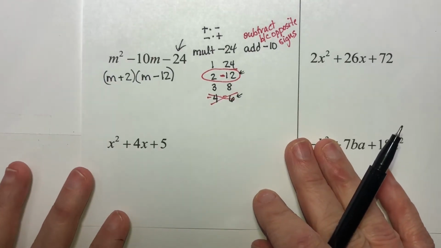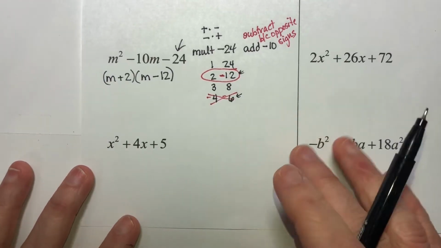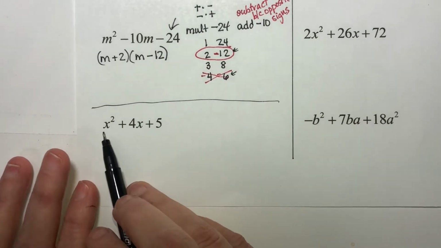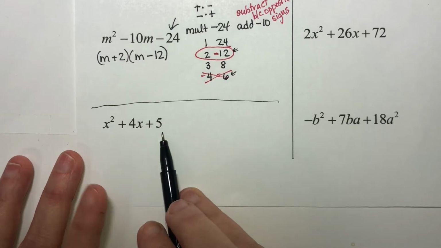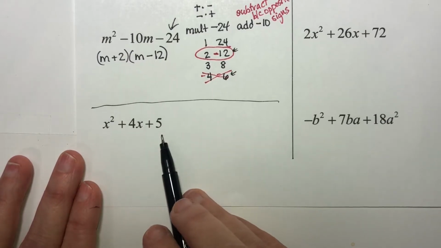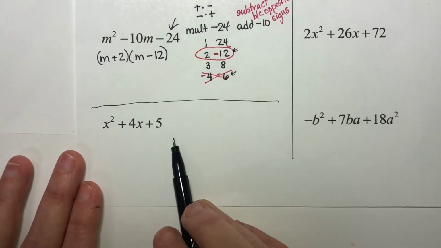Okay, this is section 6.2, part 4. We have been factoring trinomials. I want to factor x squared plus 4x plus 5. The first step is to see if you have a GCF, and there's nothing that divides evenly into all of these.